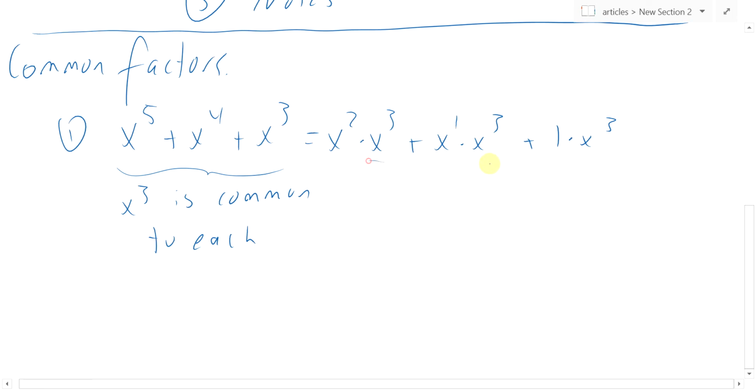So we've got an x cubed in each, so we'll factor that out. Take the x cubed out, open a big parentheses, and everything that's left behind goes in the parentheses. So this x squared plus the x to the 1st, and an x to the 1st is just an x, and then the plus 1. So there we go. We've factored out the common factor. Note that when we factor out the x cubed, what's left behind is a 1.